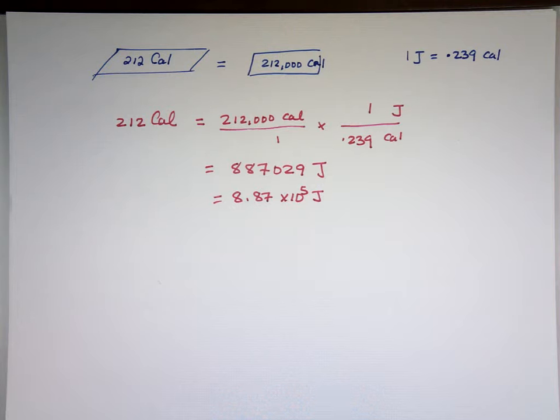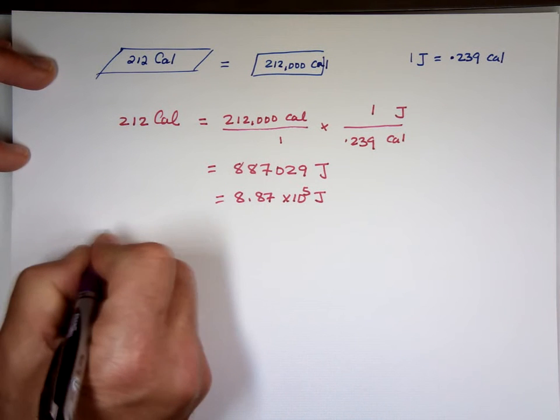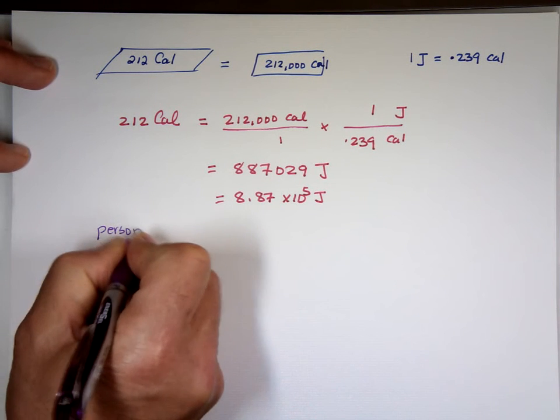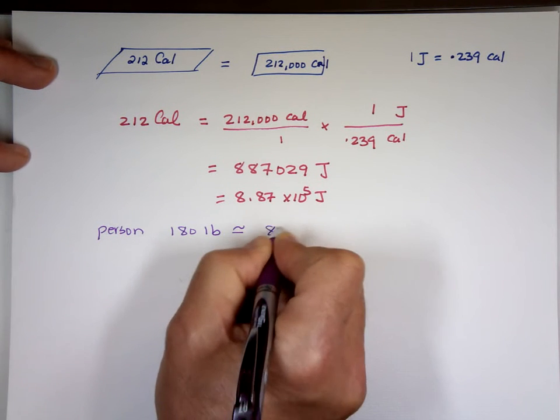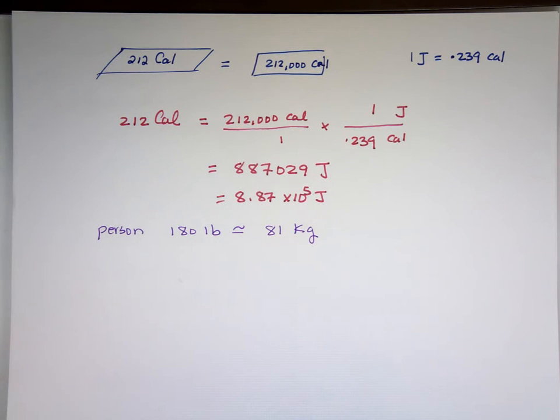Let's say somebody weighs 180 pounds. We have a person that's 180 pounds, which is approximately 81 kilograms. I just did the math there. The question is, how high do you have to climb? Maybe we'll do it in terms of steps. How many steps do you have to climb to burn that calorie?